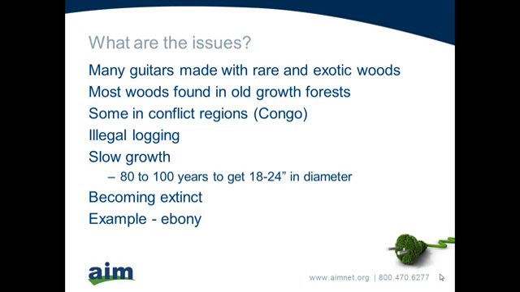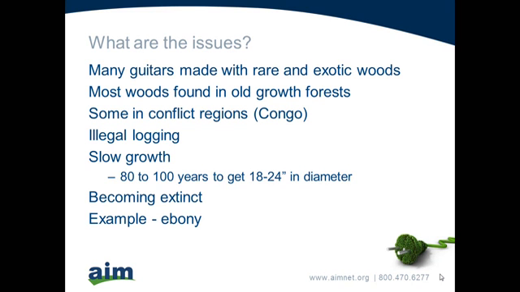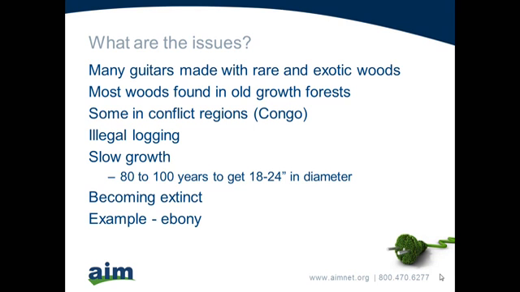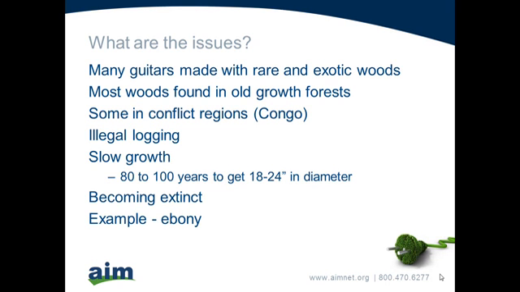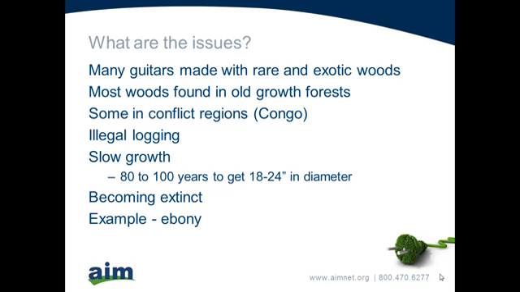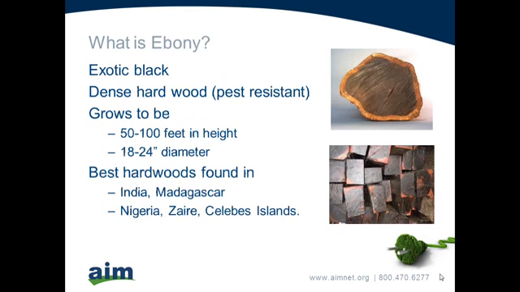Some of these woods are in conflict regions of the world, like the Congo, and in some parts of the world, harvesting and logging has been banned to protect the environment, but illegal logging is still taking place. And these rare woods, because they are slow growth and because there are so many different uses for them, are becoming extinct, and one example of that is ebony.